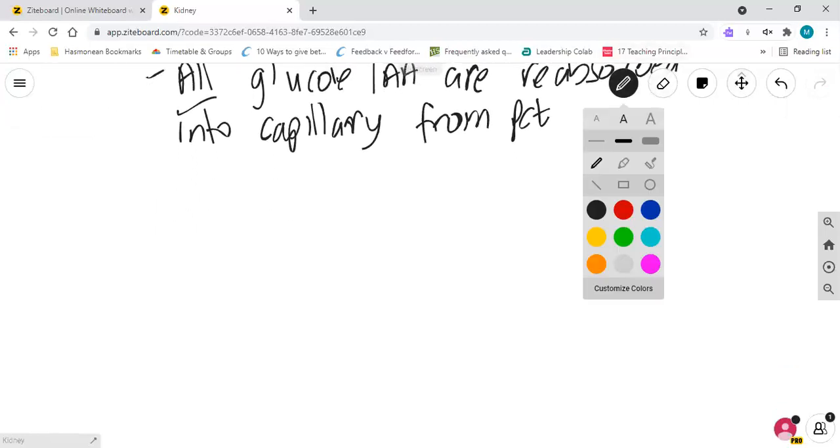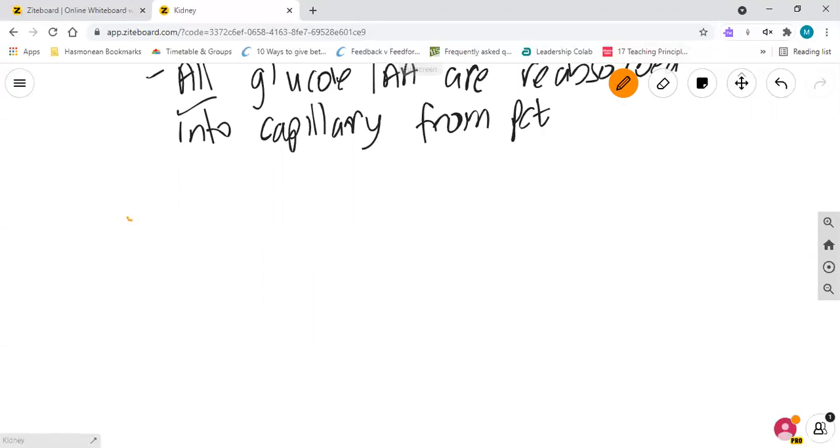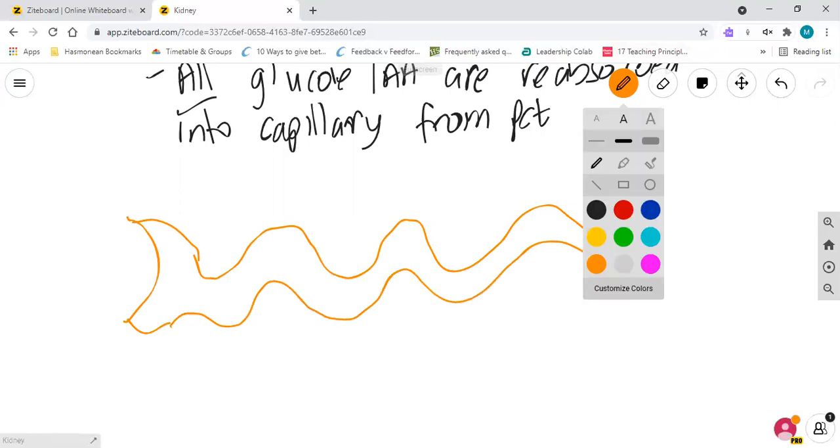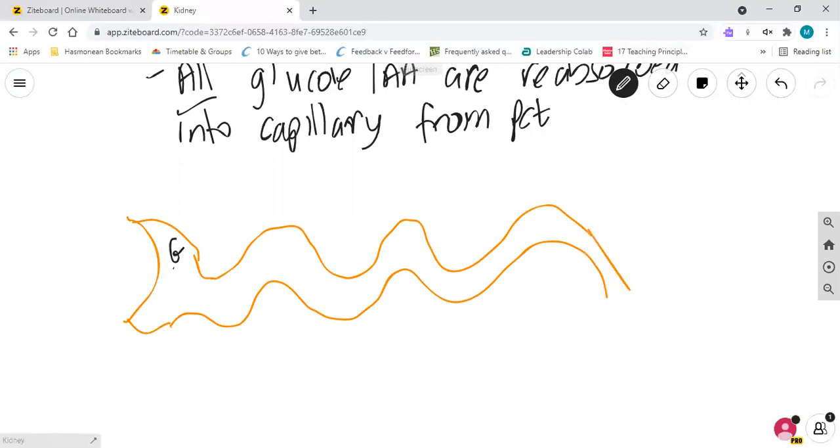So if we go back to our nephron, here was our Bowman's capsule. We're just going to concentrate on the PCT here. Okay. Like that. So we now have, say, we'll just deal with glucose. We have all the glucose that was in our bloodstream.